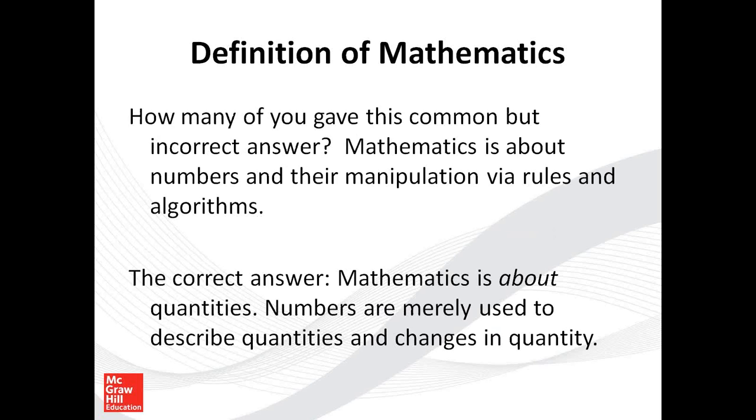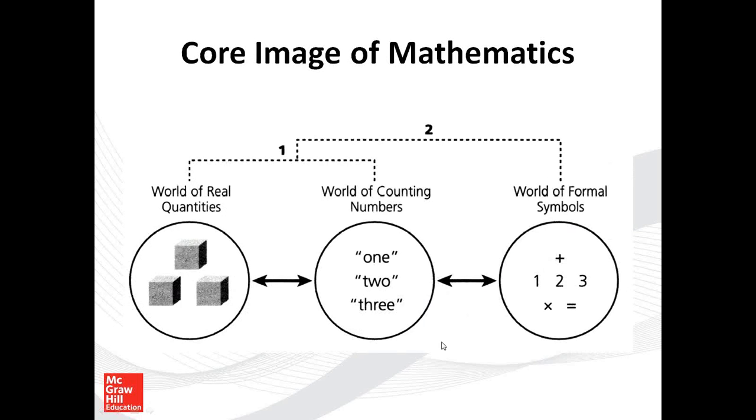Okay, maybe not enough time for some of you, but how many of you gave this very common but incorrect answer? Mathematics is about numbers and their manipulation via rules and algorithms. This is the most common definition by far that adults all across the United States give when asked this question. The correct answer, which is given by most mathematicians, if not all, is mathematics is about quantities. Numbers are merely used as symbols to describe quantities and changes in quantity.